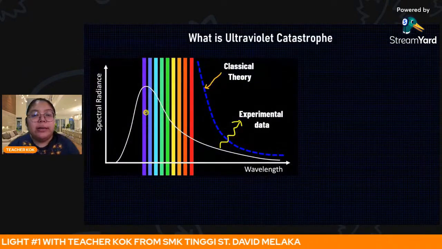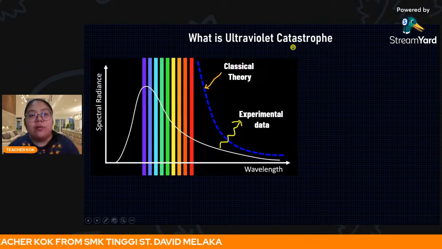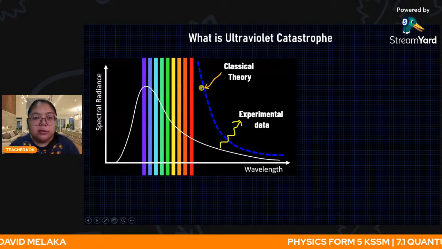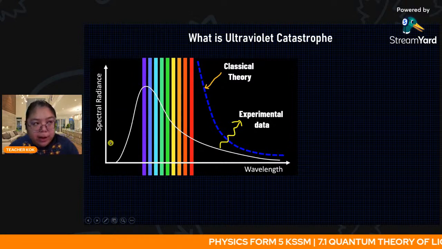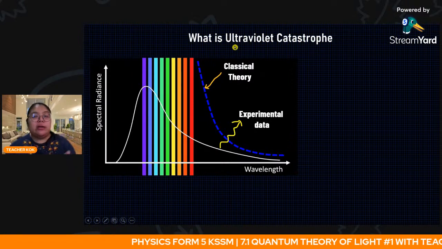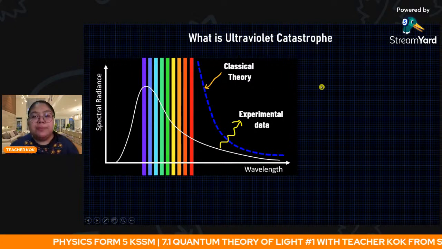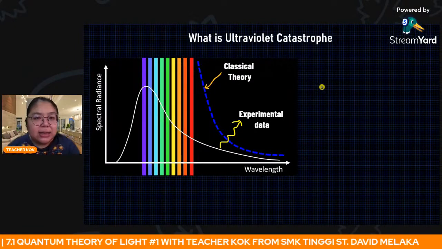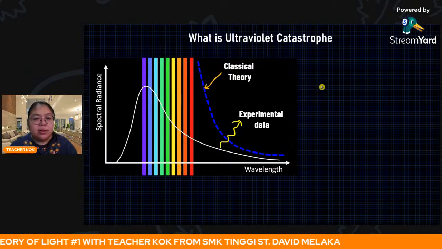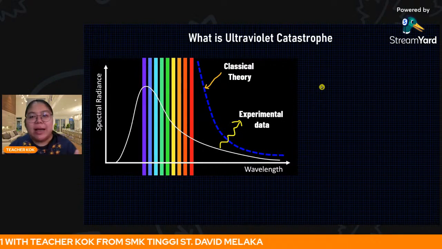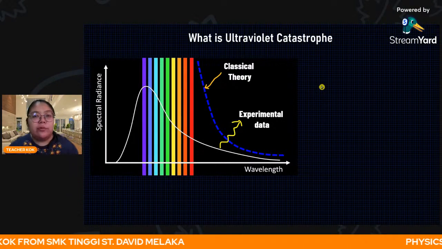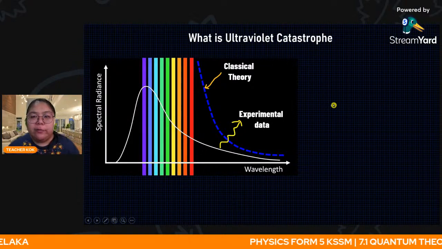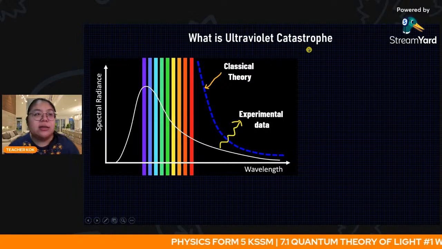Okay, so from here, what does the ultraviolet catastrophe mean? This one is the classical. This one is the experiment. So what is the ultraviolet catastrophe? The meaning is there is a difference, a contradiction. That means the theory and also the experiment find results that are not exactly the same. So this one is one of the ultraviolet catastrophe. So from here, we go to explain to you what the ultraviolet catastrophe is.